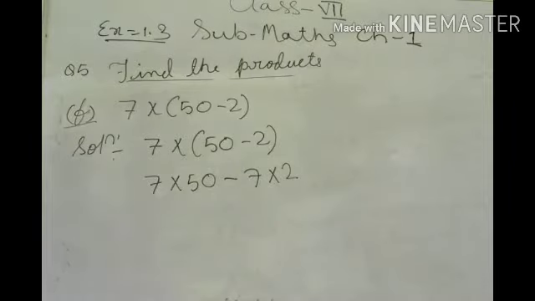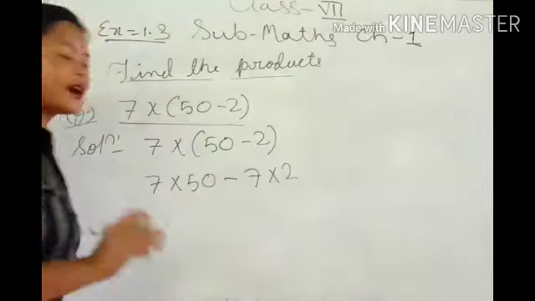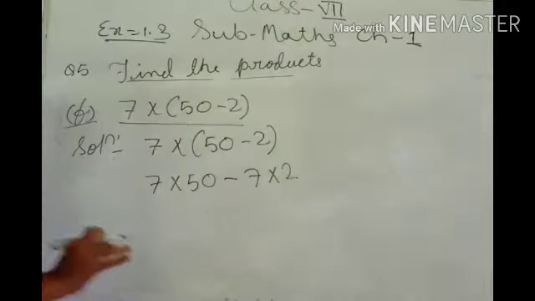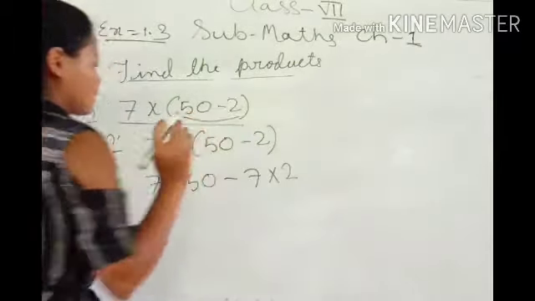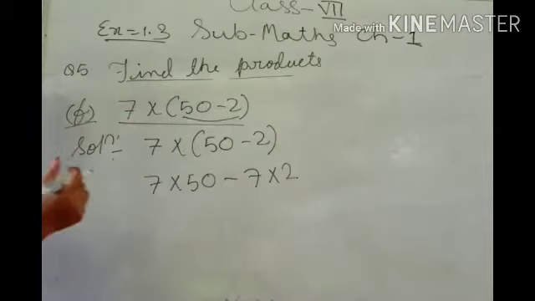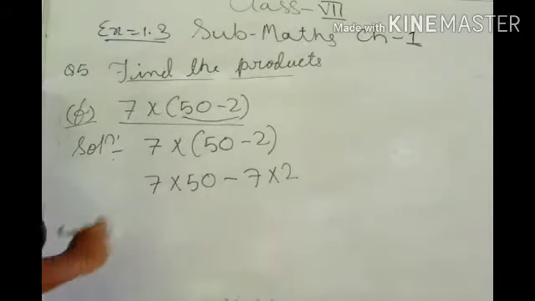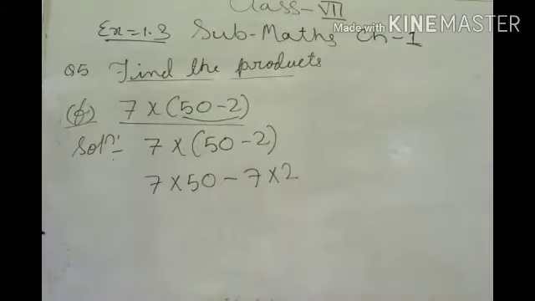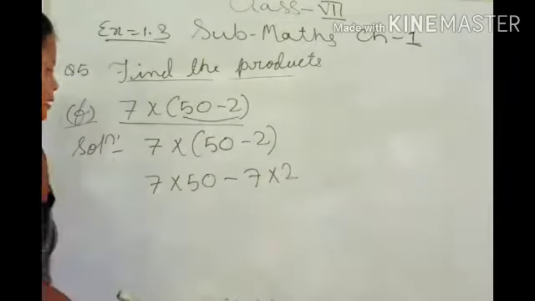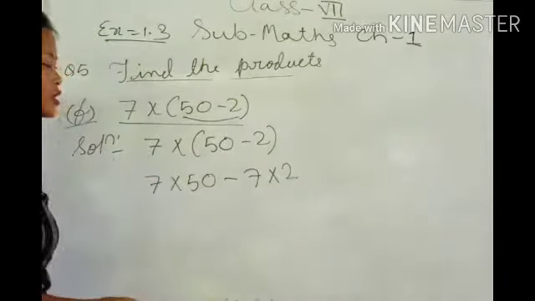Now question number F. What is here? 7 multiply 50 minus 2. So according to PEMDAS rule, what do we do? We solve the bracket first, isn't it? But here what will we use? We will use the distributive law to make this solution easier. So you will use the distributive law.